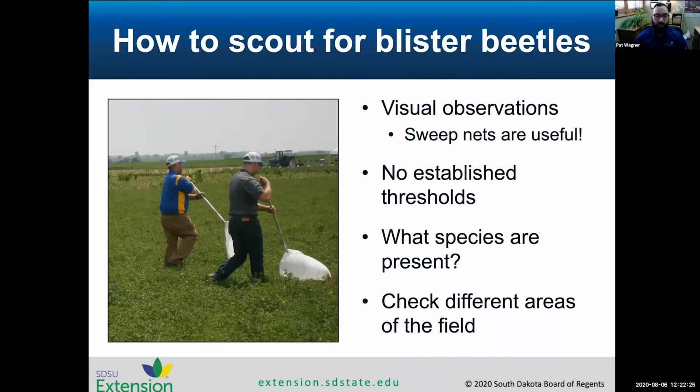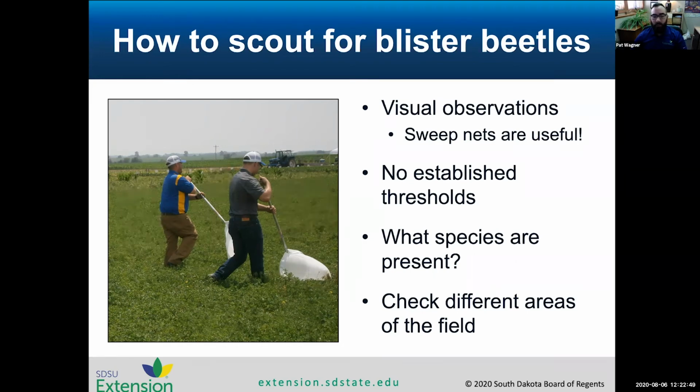So there's no established thresholds for blister beetles. The main thing that you want to be looking for is what species are present. So if there's black blister beetles there, maybe that's not such a big deal, but if you're seeing a lot of striped blister beetles, that would probably cause a little bit more concern because they're a lot more toxic.